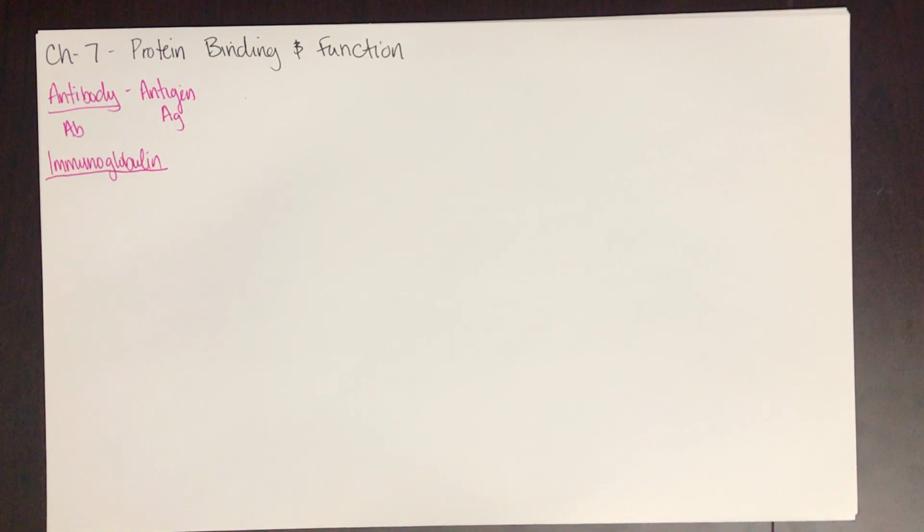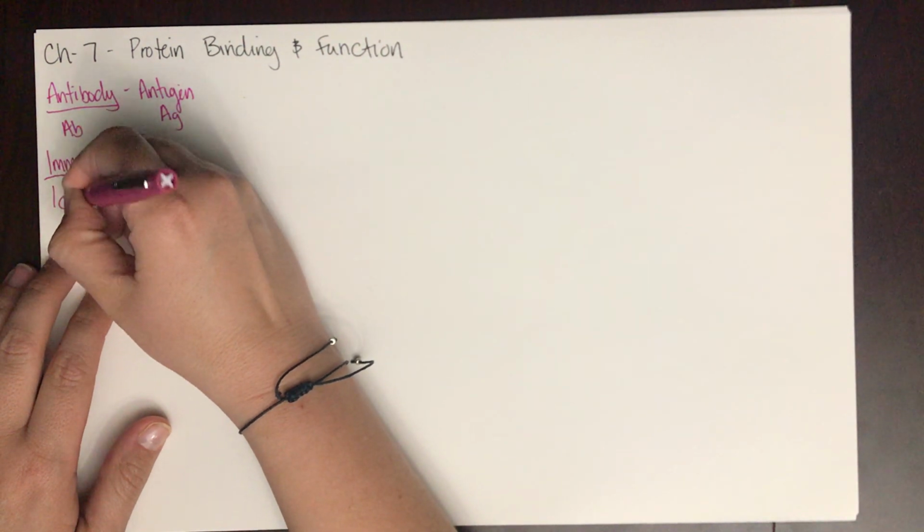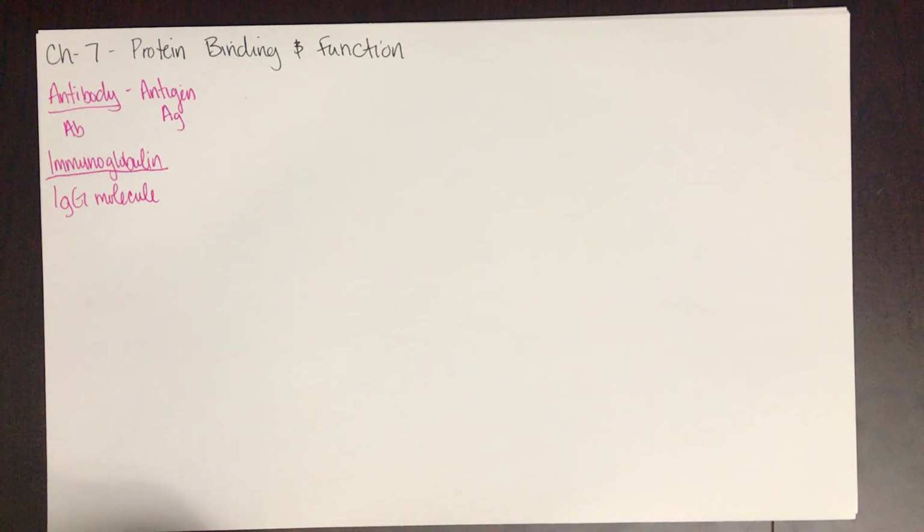There's a chart about them in your PowerPoint. You do not need to know all of the different types. We are going to focus on the structure of the IgG molecule. The IgG molecule is made up of a few different parts. So it has what's called variable heavy chains and variable light chains, and constant heavy and constant light.